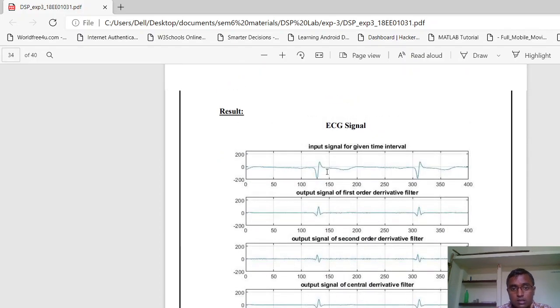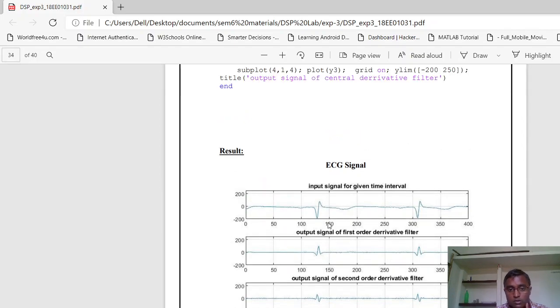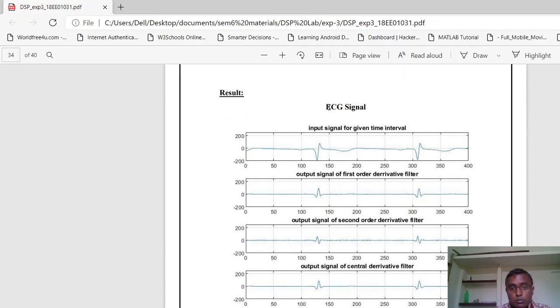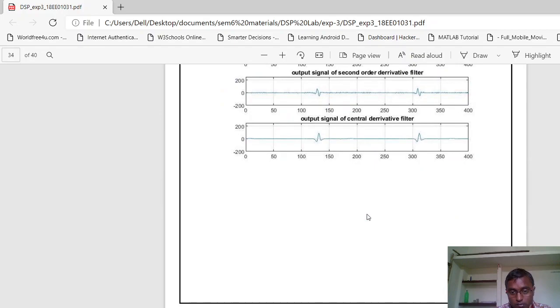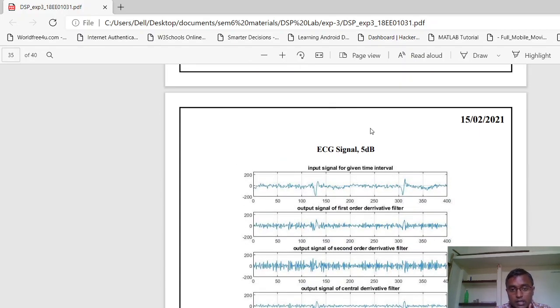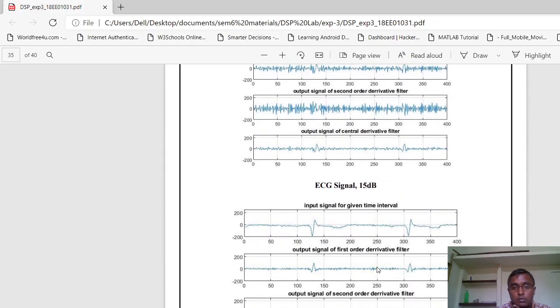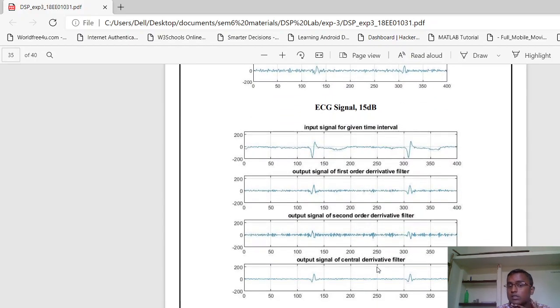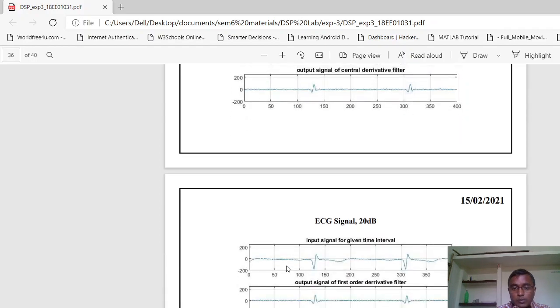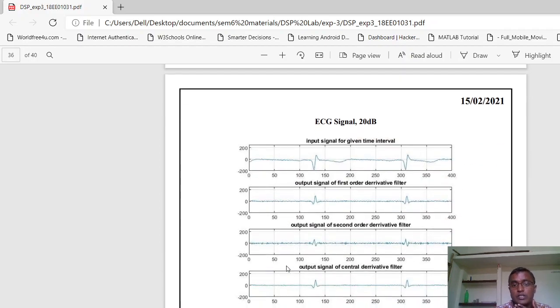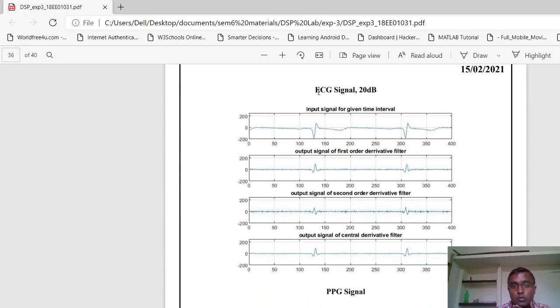ECG signal, this is our output. First of all, this is our output for the ECG signal. Here we can see that noise is being reduced further. For the second, this is for the ECG signal at 5 decibel, and this is for the ECG signal at 15 decibel. I will be explaining the observations related to our output. This is for ECG at 20 decibel.